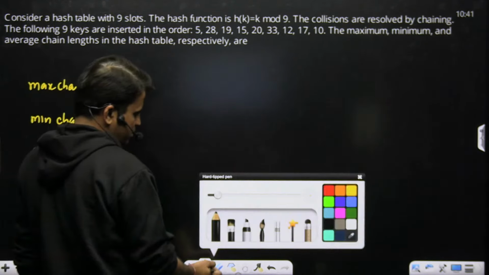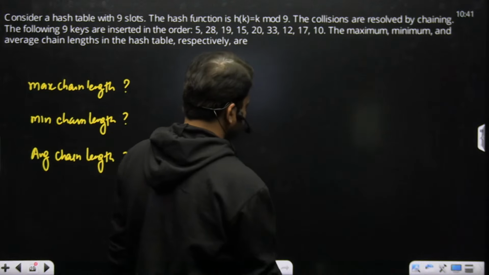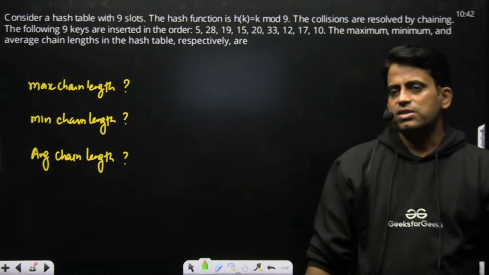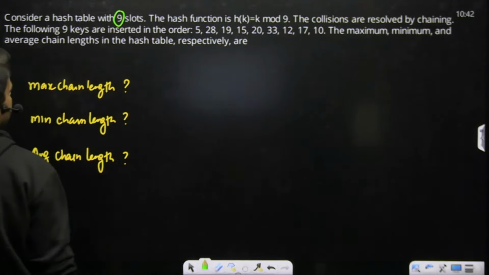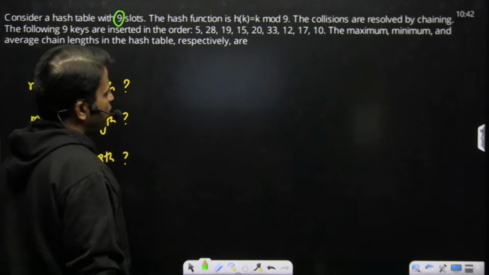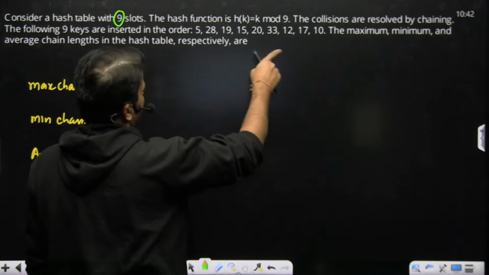Yes, student. Directly you can answer this question. Consider a hash table with 9 slots. How many slots, student? 9 slots. And the hash function is k mod m, right? Okay. The collisions are resolved by chaining.